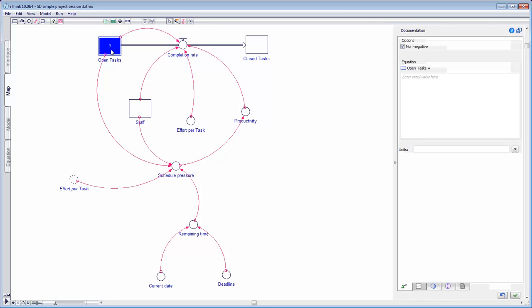Below that option, we can see another field, which is called equation. In our base scenario, we assume that the project initially has 100 open tasks. So we select the box under open tasks and enter 100.